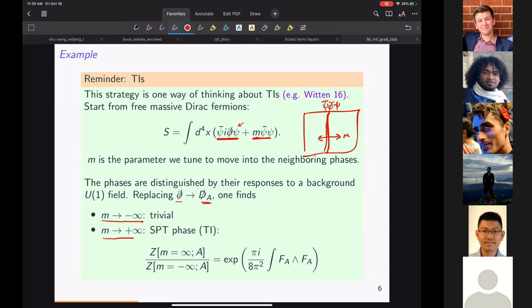But the phase where the mass has the opposite sign is actually non-trivial, in the sense that the partition function as a function of this background field is equal to this expression here. This expression is the theta term that people are probably familiar with, right? And F is the curvature of this background field. So the two phases are different, and so we can interpret this Dirac fermion as a critical point between these two phases.